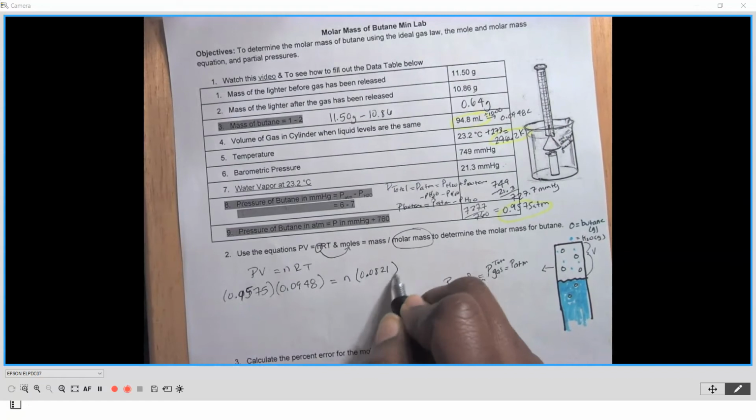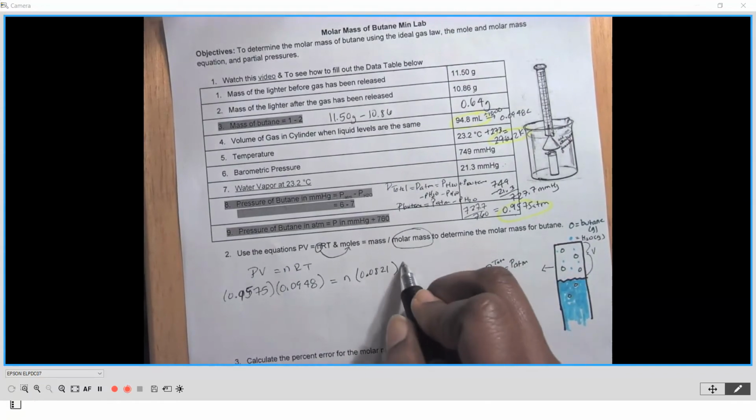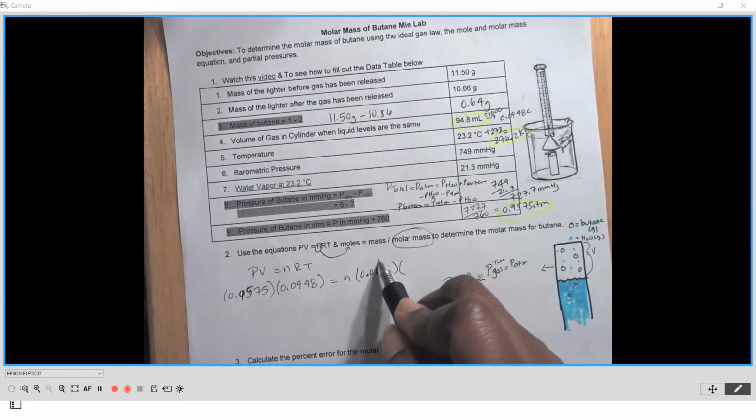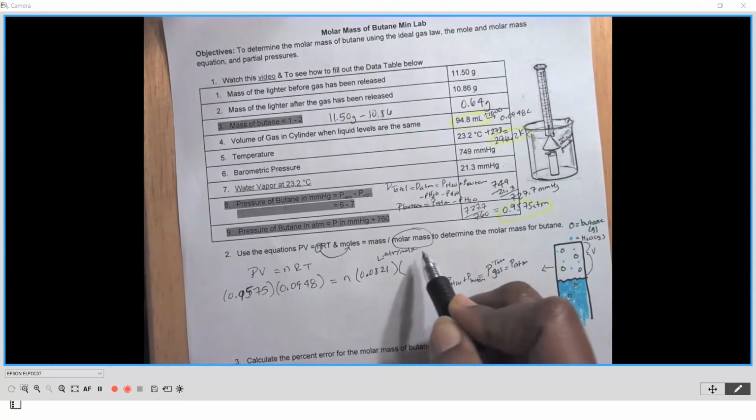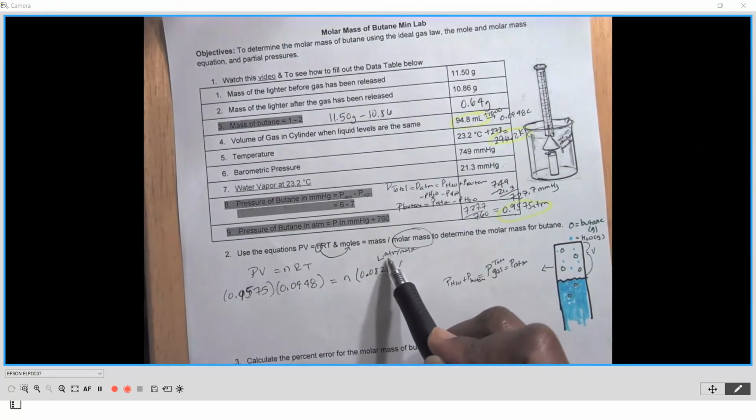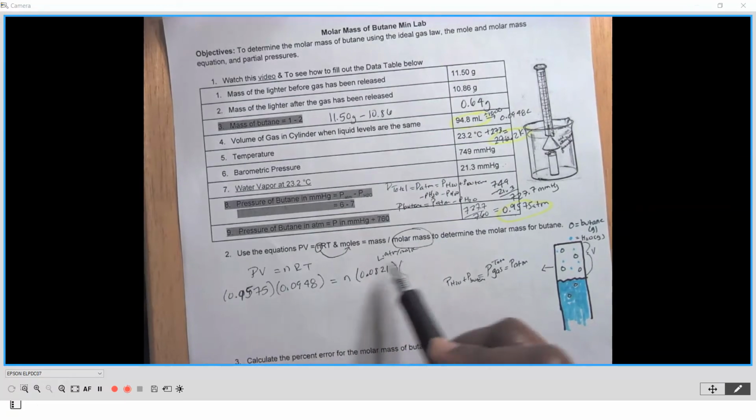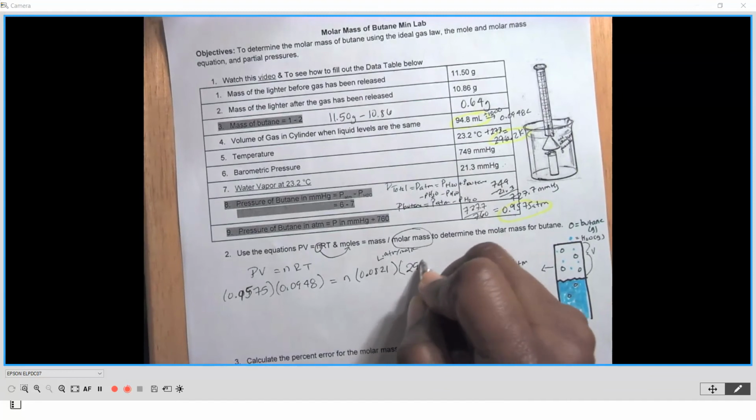R is the gas constant, 0.0821. So this number is a constant. You look it up or memorize it. Just make sure that when you look it up, the units for this are liter atmosphere per mole Kelvin. The reason it's important is because these units need to match the units for pressure, volume, and temperature that you use. All right, now finally for my temperature, we have 296.2.